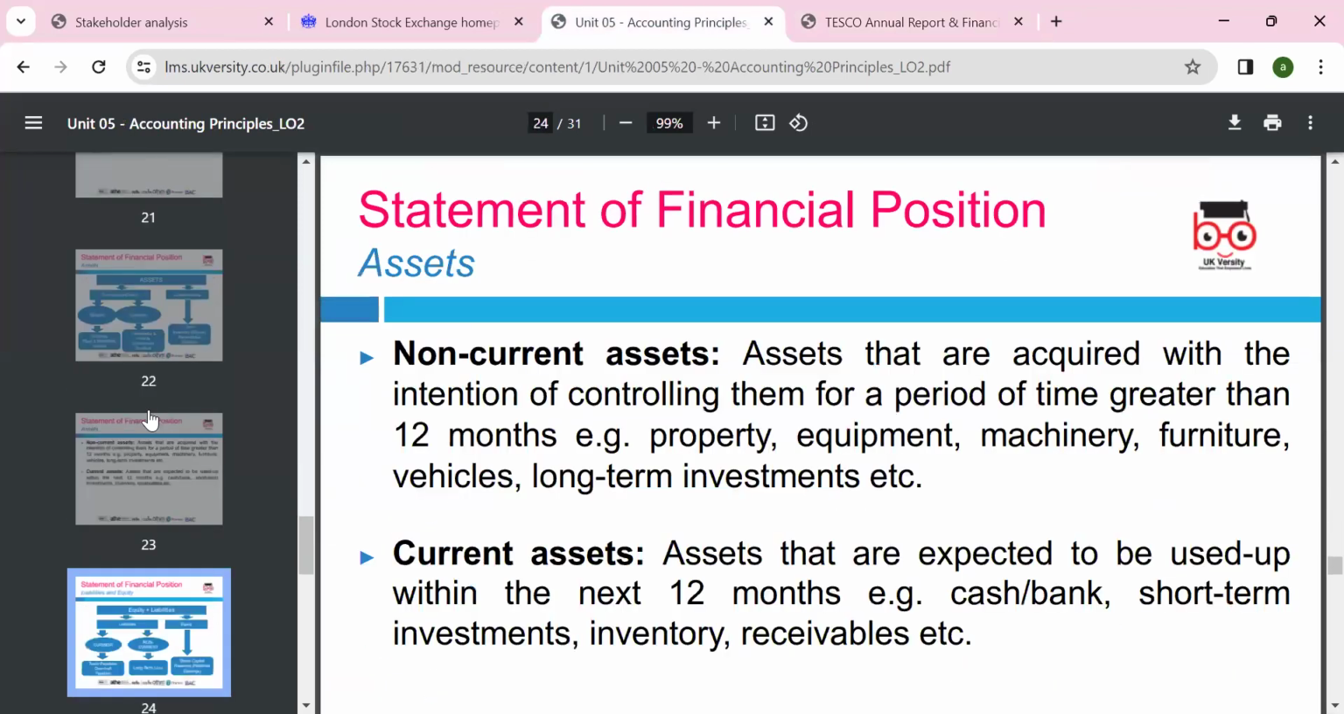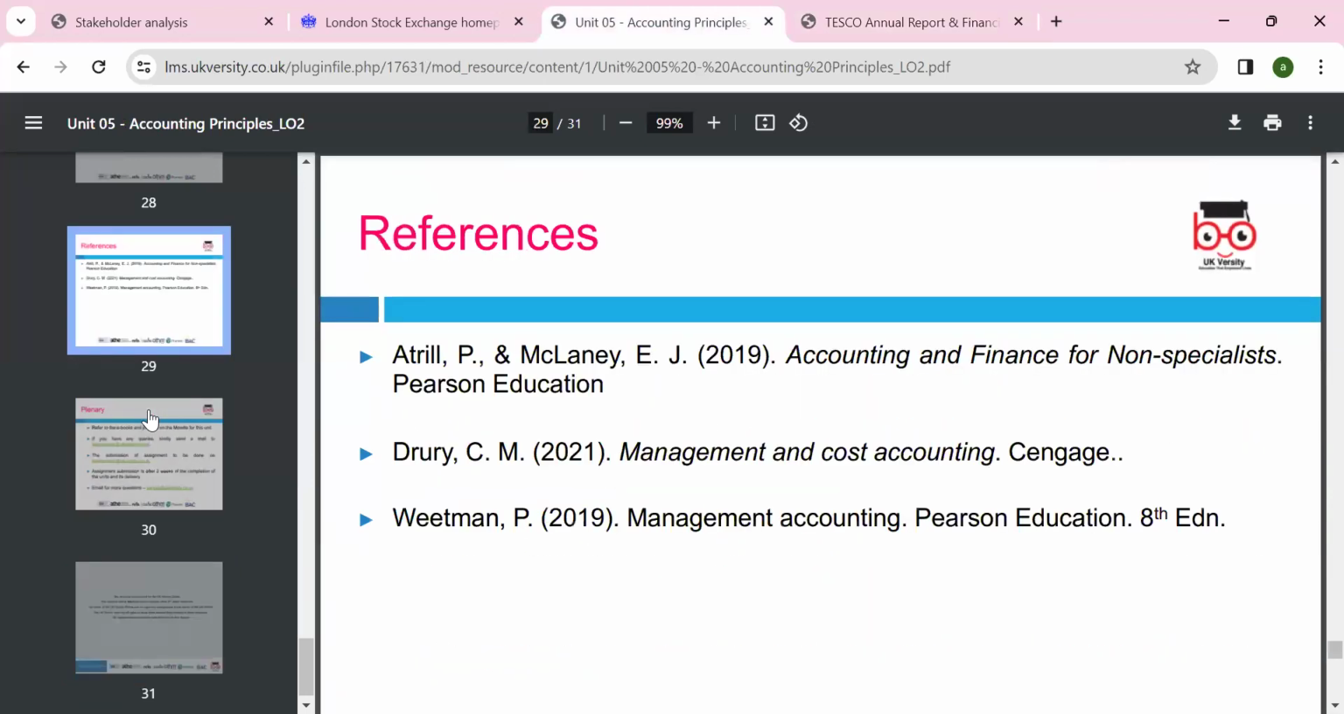Okay, as we discussed all these financial statements in the lesson, the key focus was the income statement and balance sheet. Hello, are you there?